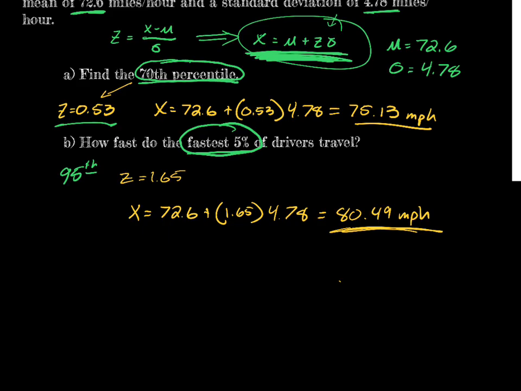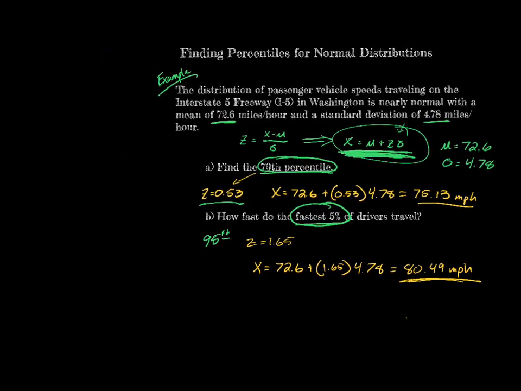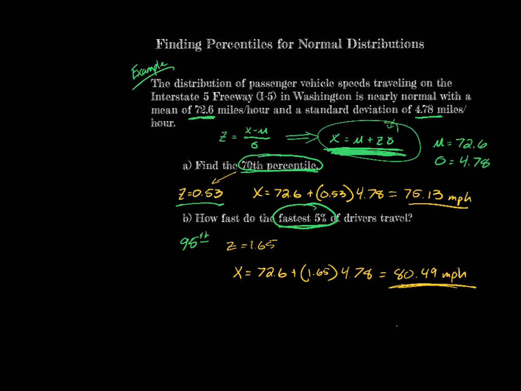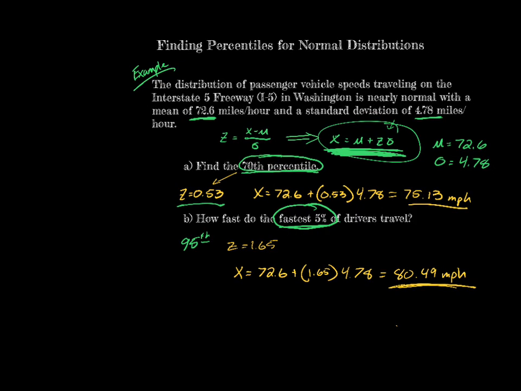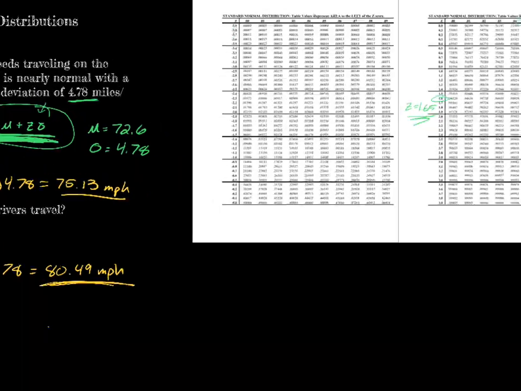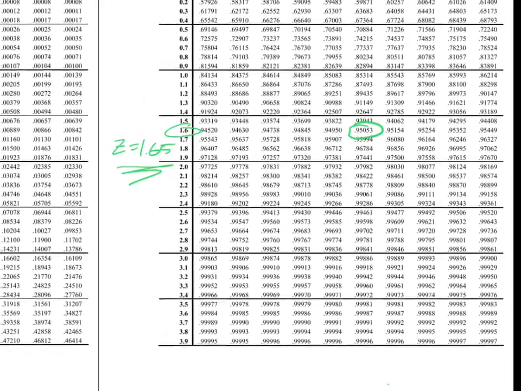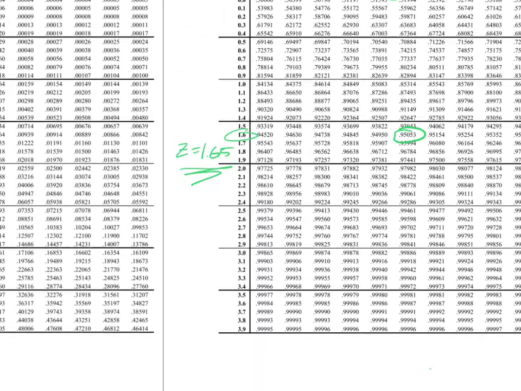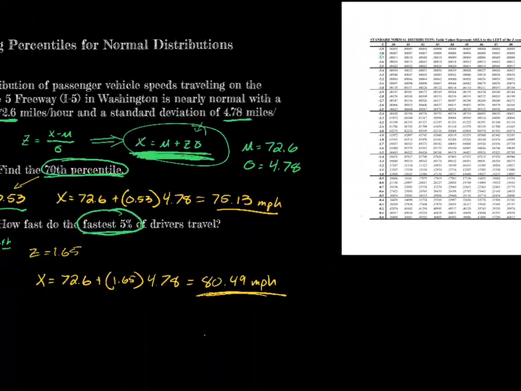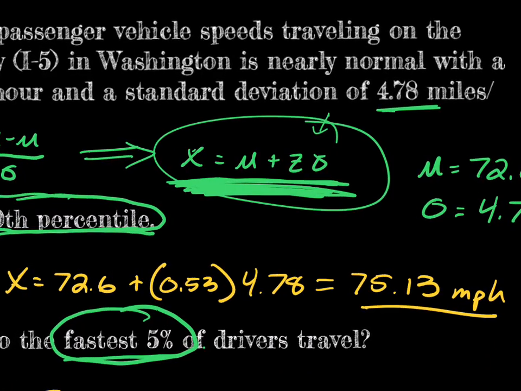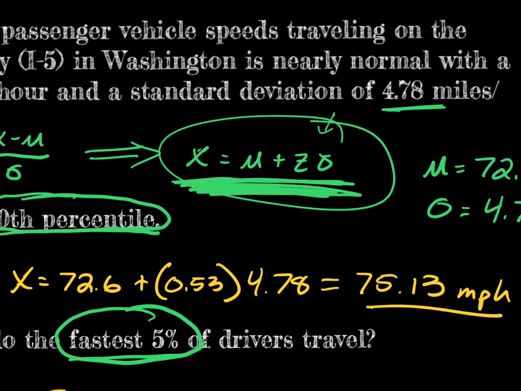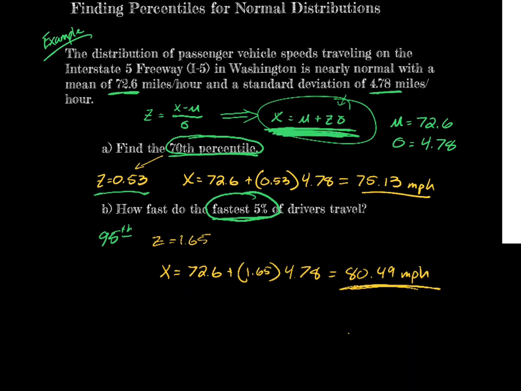Again, just big picture, the conversation that we're having is we find percentiles by finding the associated place on the z-score table that relates to that percentile, finding the z-score, and then taking that z-score and throwing it back through the z-score formula, but the one solved for our x value.